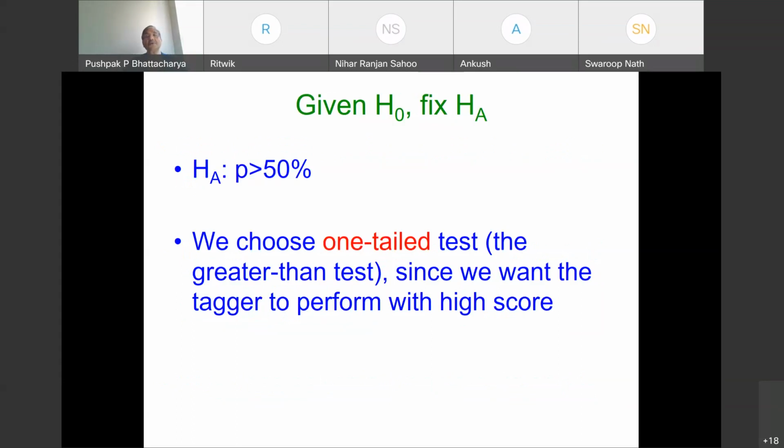So now we have, given H naught, that the named entity identifier is doing random guessing. So here my alternative hypothesis will be the opposite of that. It is not doing random guessing. But additionally, there is a demand from the performance point of view. I want the accuracy to be more than 50%. So here we have to choose what is called the one-tailed test, the greater than test, since we want the tagger to perform with high accuracy.